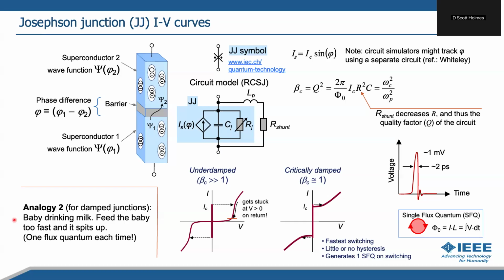But if you exceed the critical current, if you have too much flow into the baby, then it spits up. And an interesting thing is it spits up one flux quantum each time. And that'll help you as a circuit designer to understand that you're putting current in one direction, when the junction spits up, the current actually comes back. Maybe that's a little bit hard to see from the usual equations, but that'll give you a sense for what's happening.